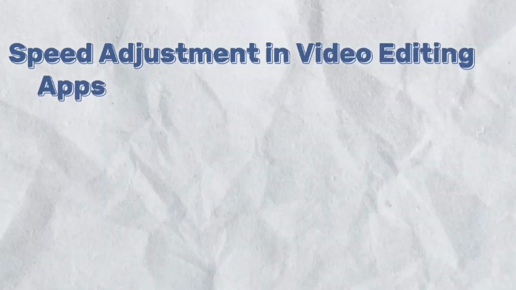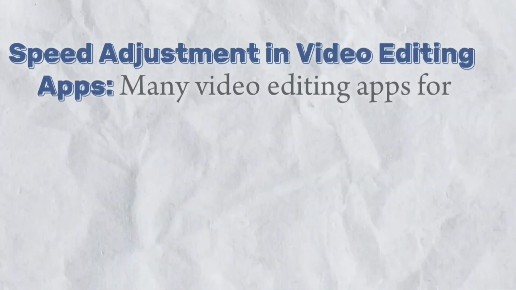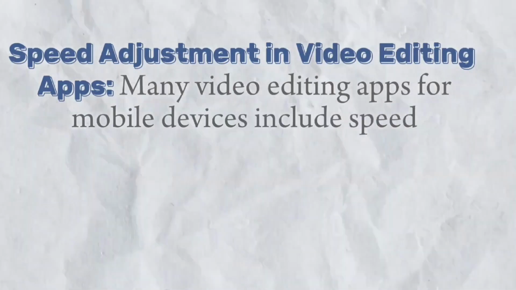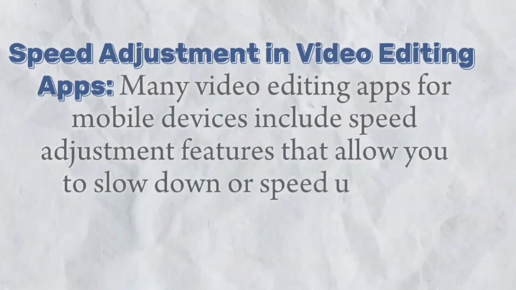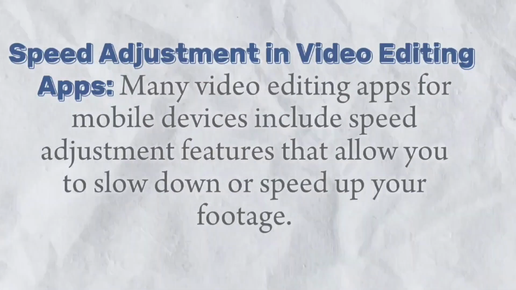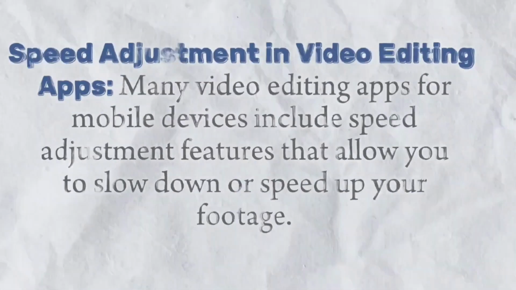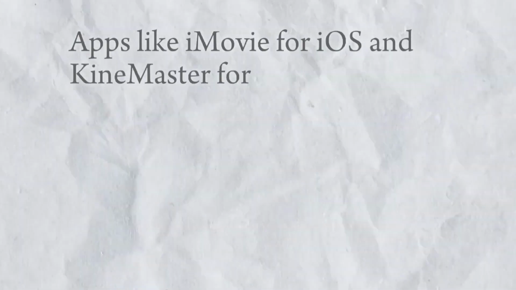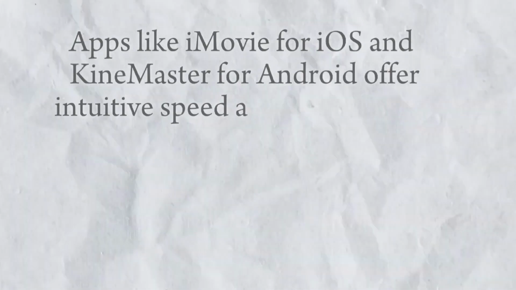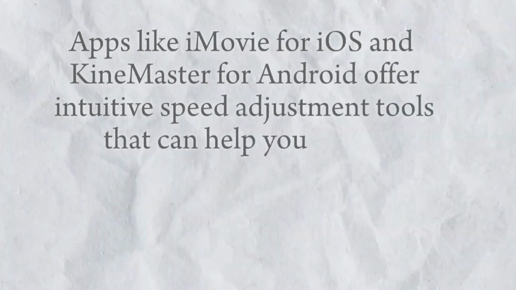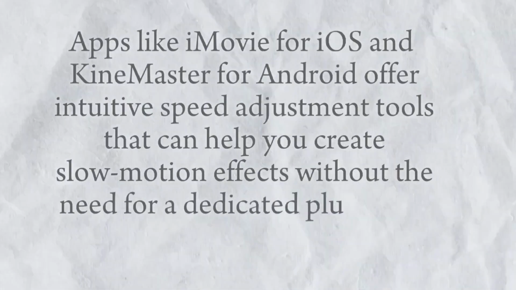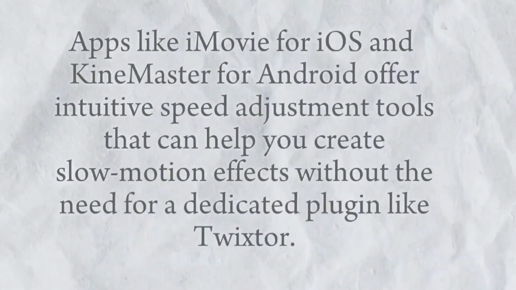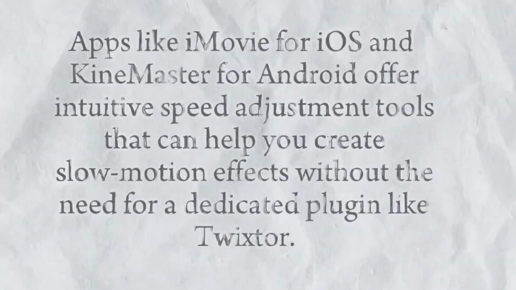Speed adjustment in video editing apps. Many video editing apps for mobile devices include speed adjustment features that allow you to slow down or speed up the video as per your needs. Apps like iMovie for iOS and KineMaster for Android. KineMaster is my favorite. They offer intuitive speed adjustment tools that can help you to create slow motion effects without the need for a dedicated plugin like Twixtor.